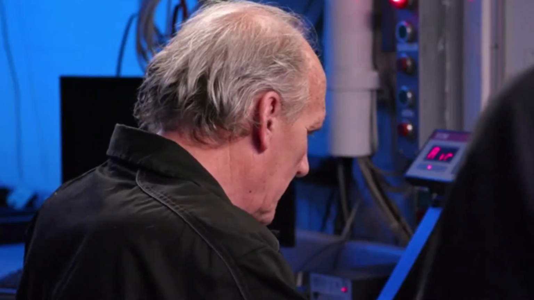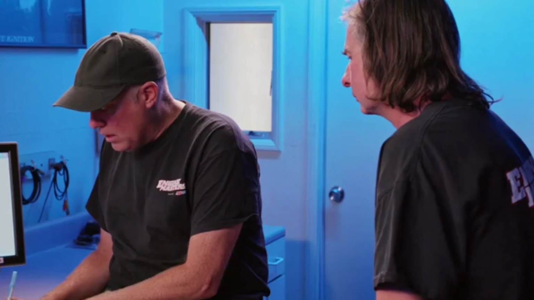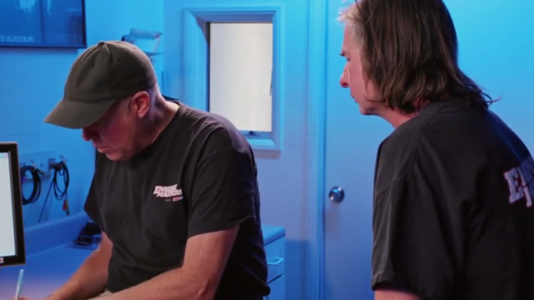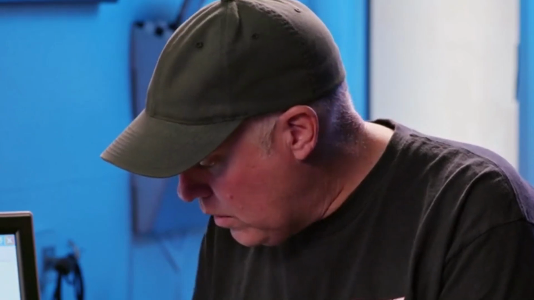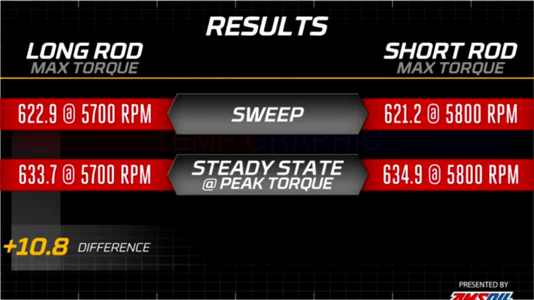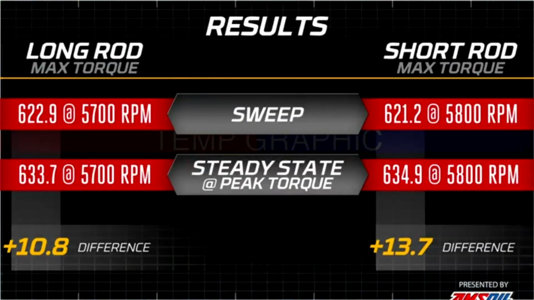But now we're gonna look at the difference between steady state and sweeping the engine, which will tell us the difference in inertia of how heavy the parts are. All right, so with the long rod, the difference between steady state and sweeping it was 10.8 pound-feet. So now we have to look at the same thing with the short rod, 621.2 versus 634.9. So the difference between sweeping and steady state is greater with the short rod than it is with the long rod, which would add up to the fact that it's got a heavier weight to it. Slightly, yeah. It's showing a trend.